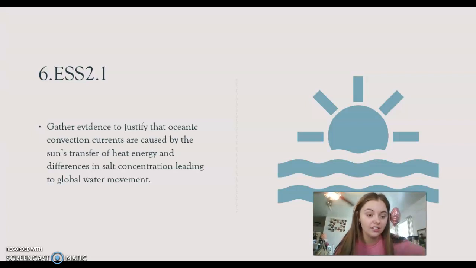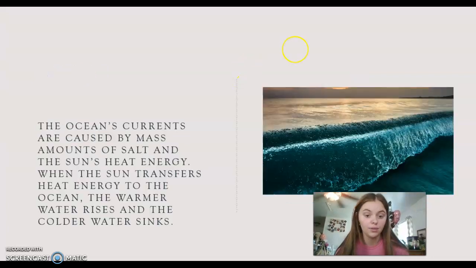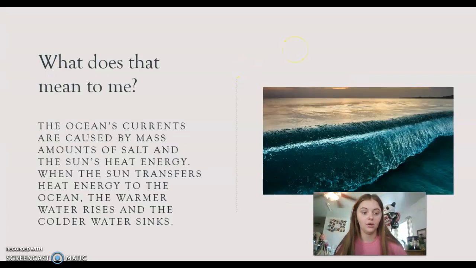But our standard is to gather evidence to justify that oceanic convection currents are caused by the sun's transfer of heat energy and the differences in salt concentration leading to global water movements. So, what does that mean to me? The ocean's currents are caused by mass amounts of salt and the sun's heat energy.